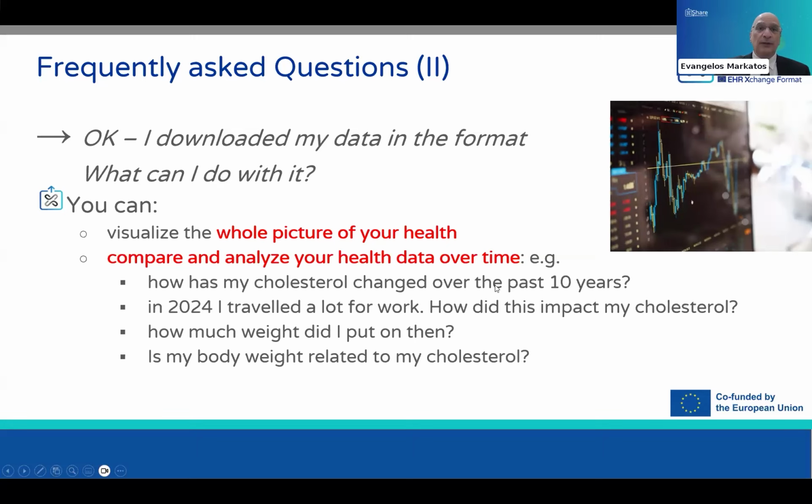But with the European Health Data Space, it's a click of a button. It's a query to a database. You can do it in seconds.